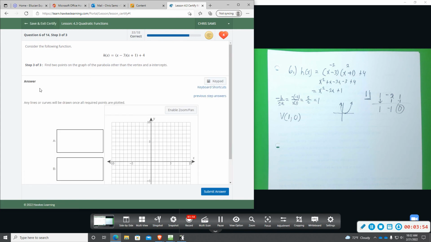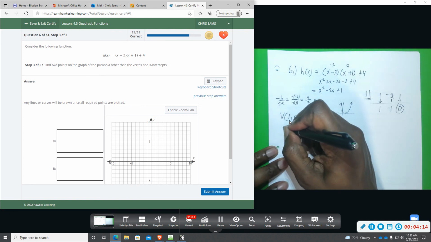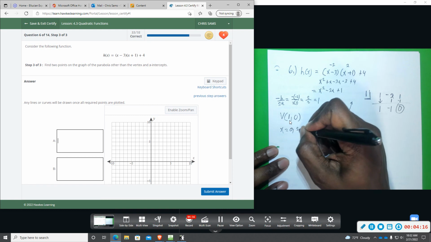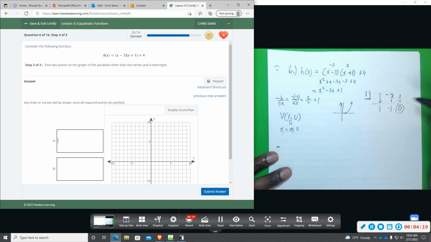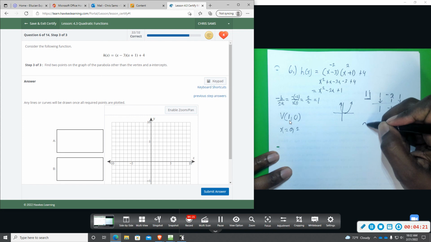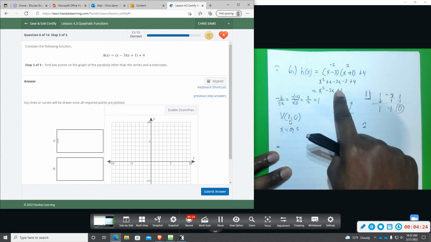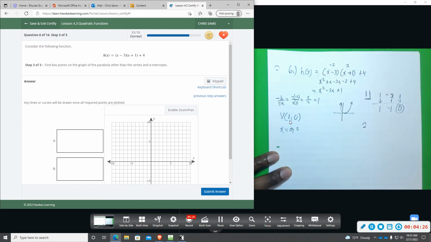And now we want to find 2 points on the graph of the parabola other than the vertex or the x-intercepts. This time I don't have to be too picky. I'm just going to pick the number 2. And remember, if I go 1 to the right, then 1 to the left, which is 0, will give me the same y value. So I'm going to use x equals 0 and 2, and I'm going to do that with synthetic division. So I'm going to do 2. And again, you can just plug them in here or into the original, and that'll get you there as well.